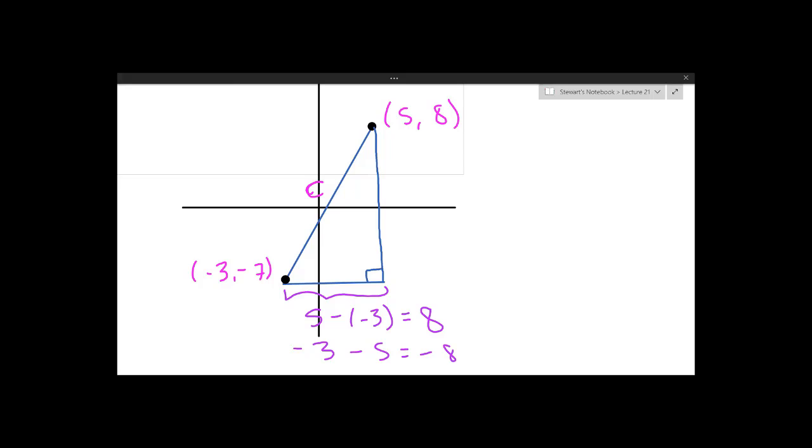To find this vertical distance, or this side, we'd have 8 minus -7, which is +15. You could do it in the other direction as well, -7 minus 8. Just keep in mind, if you're talking about distance, you'd express it in terms of the magnitude, or the absolute value of that value, which would be +15. So we can see that 15 is our height, or one of the legs, and 8 is another one of the legs.